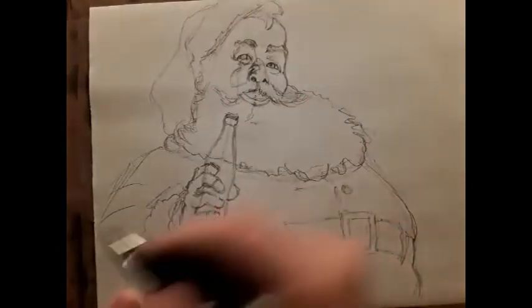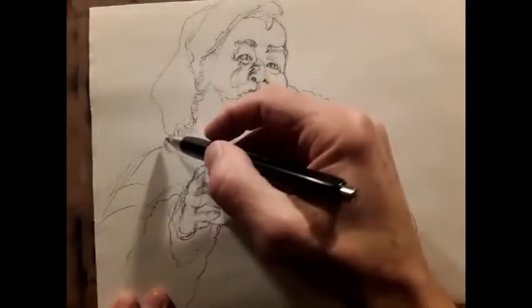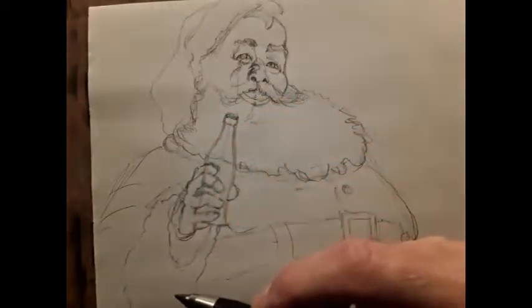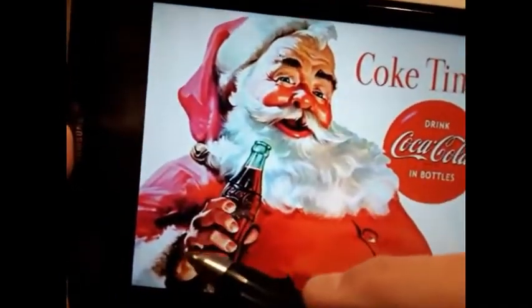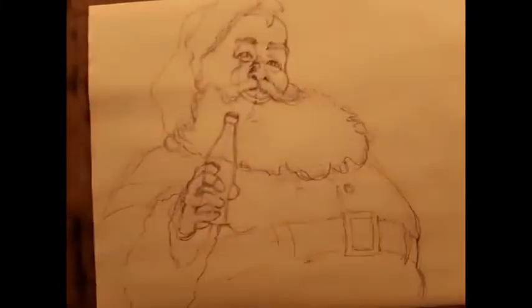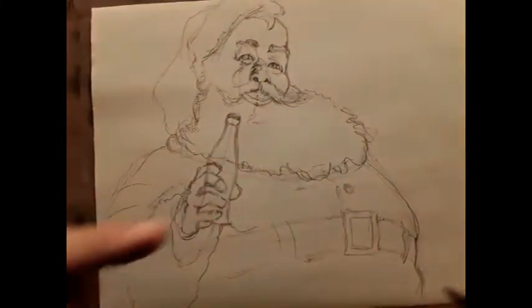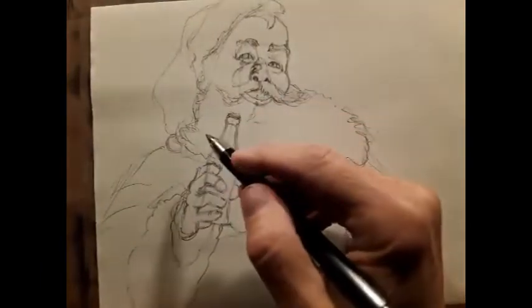Actually, I think this hand needs to come out to the left a little more, because under the bell, see how far to the left his hand comes past this vertical edge of the bell? Mine is too far to the right, this way. So now I have to move that all over.